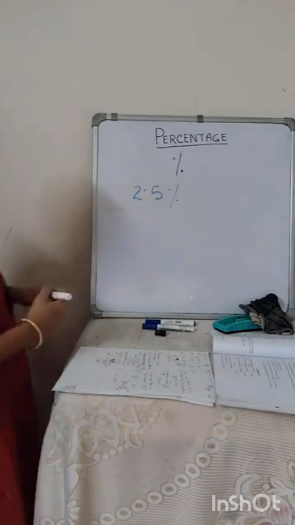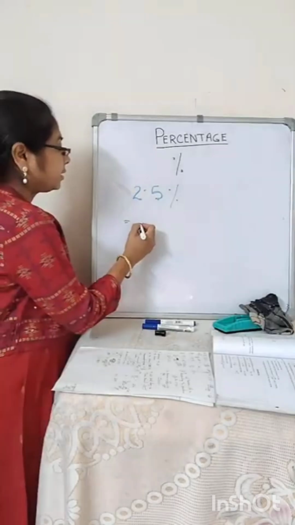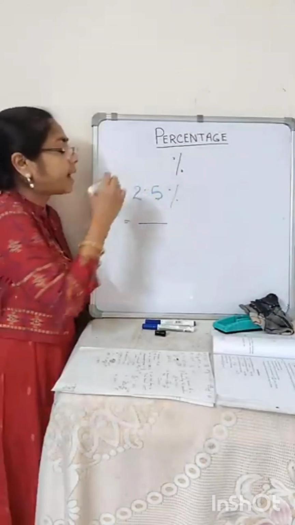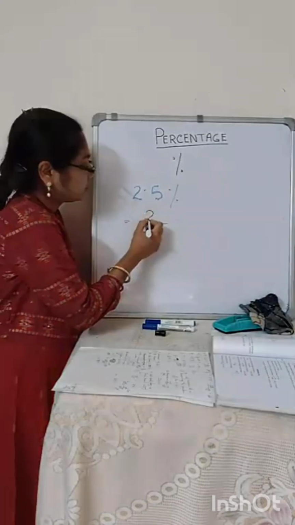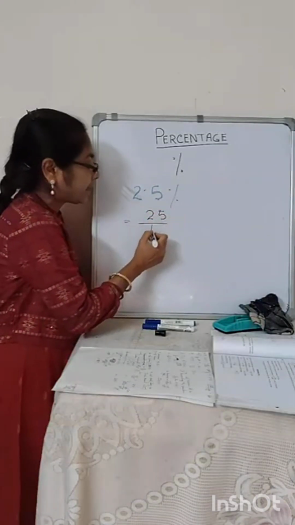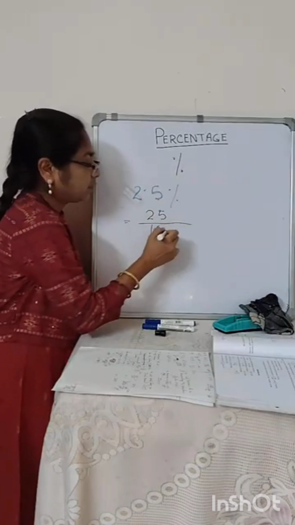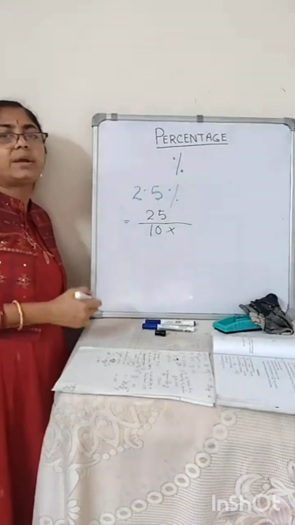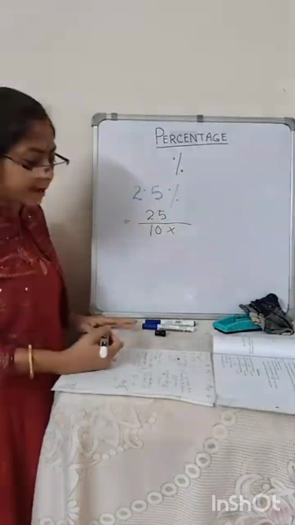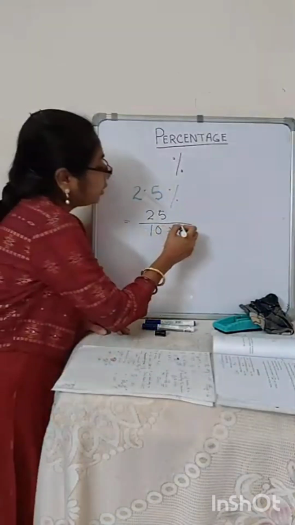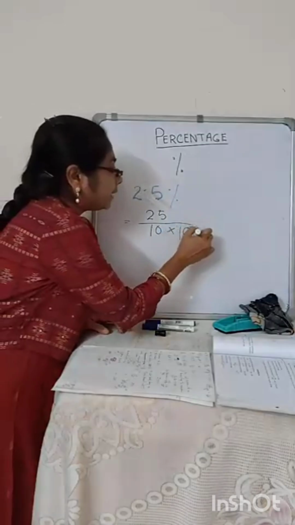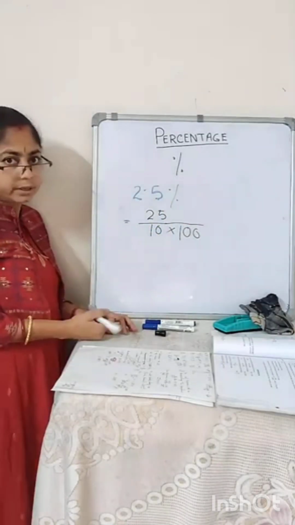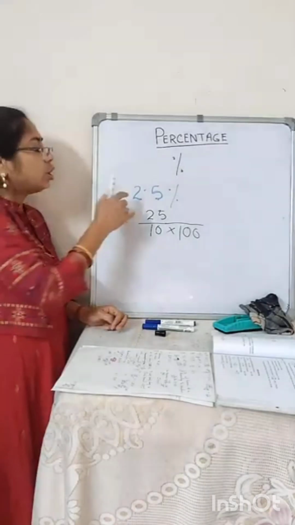How can I do? First, remove the decimal. Here there is a decimal, so please remove it first. 25 by 10. After that, what are you doing? This is the percentage sign. So what can you do? You remove the percentage sign and multiply 100 in the down. Clear? One more time I tell it.